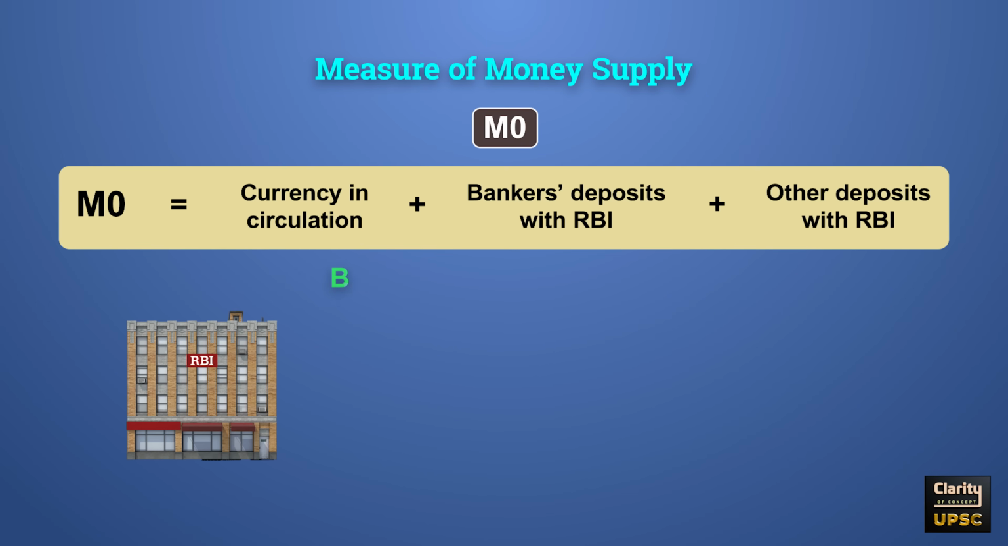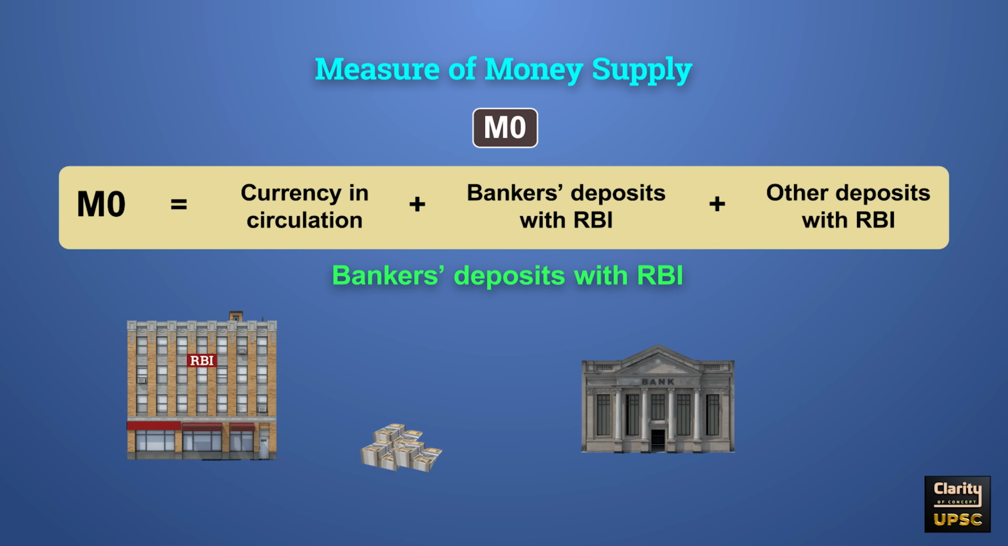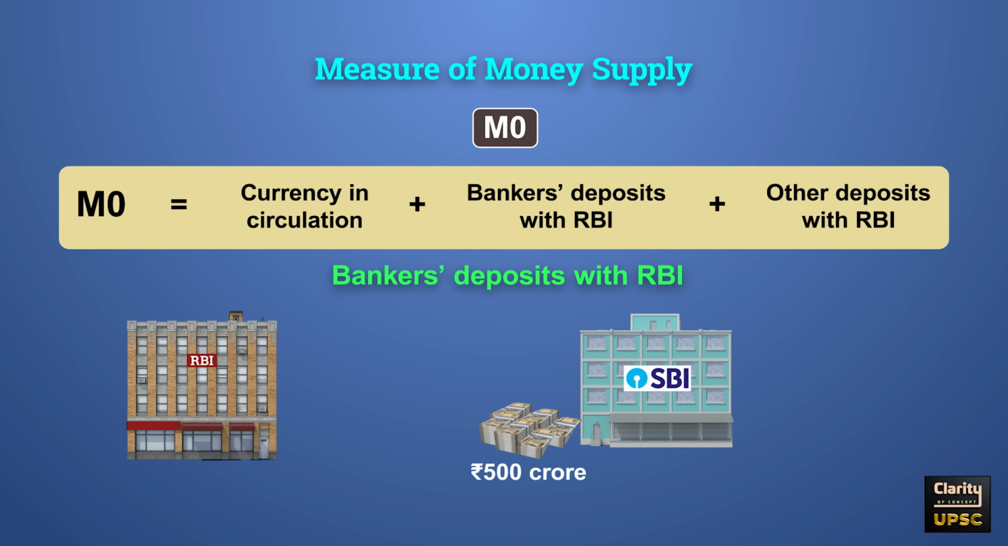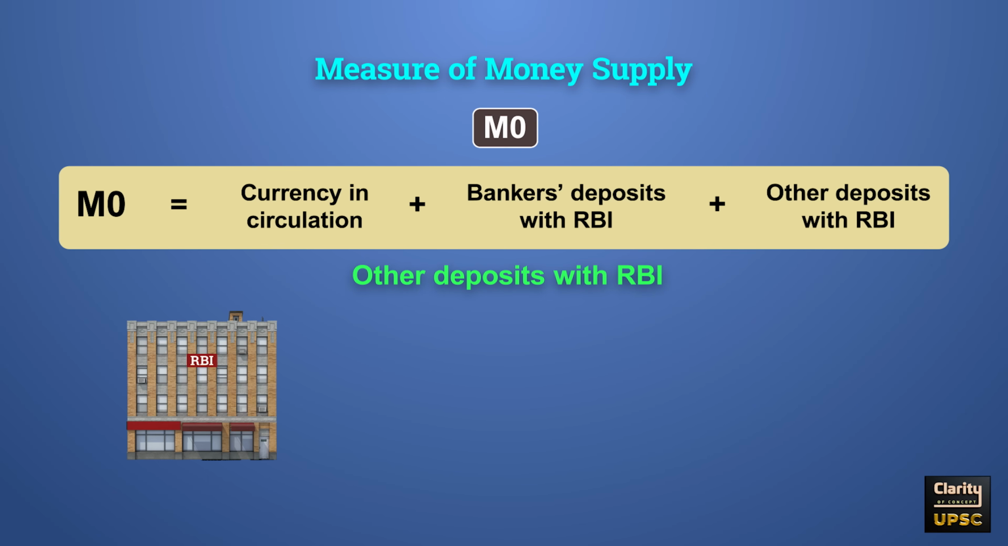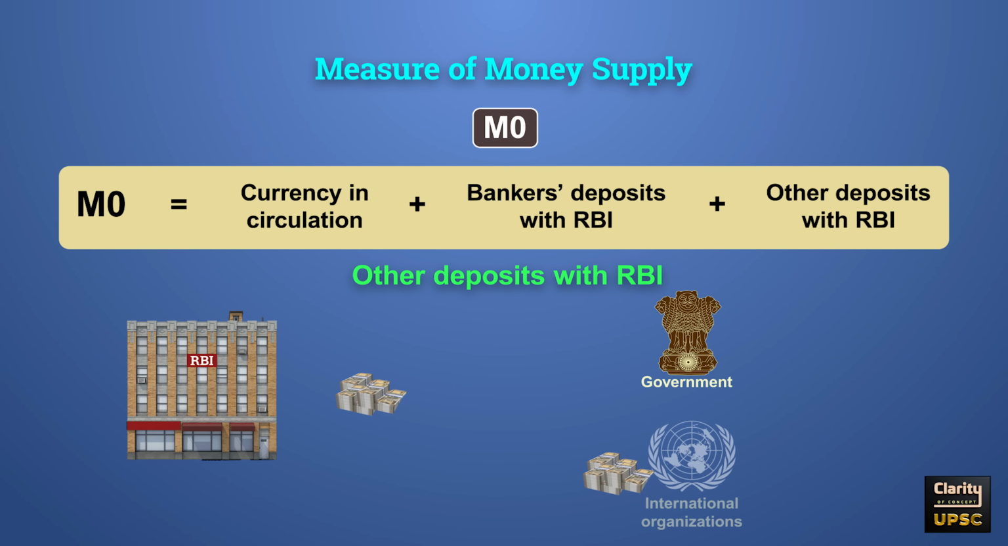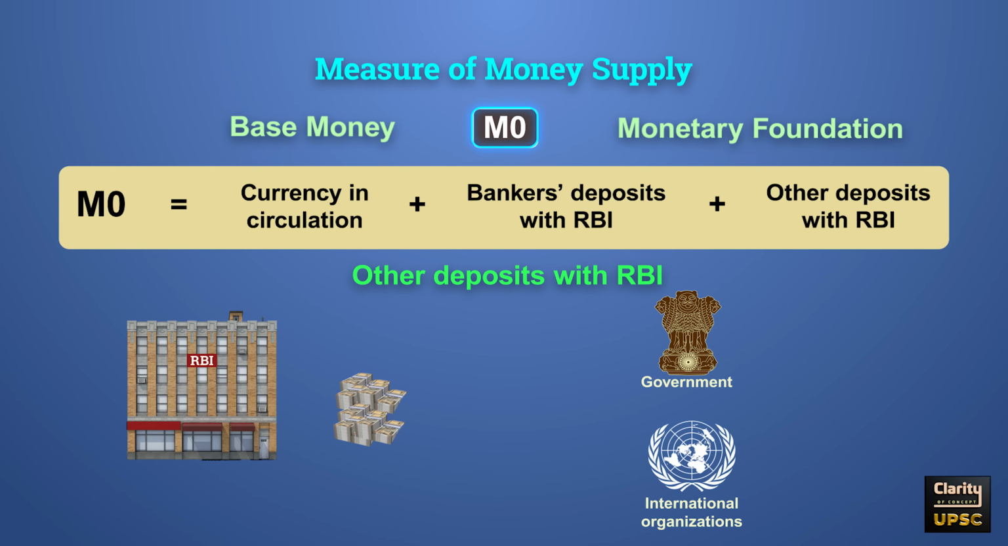Next, bankers deposits with RBI. This is the money that banks keep with RBI as part of the CRR requirement. For example, if SBI keeps 500 crore rupees as CRR, that is part of this. Then, other deposits with RBI. This is money kept by the government and other institutions like international organizations. Together, all these make up M0.